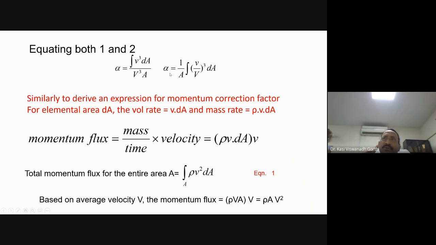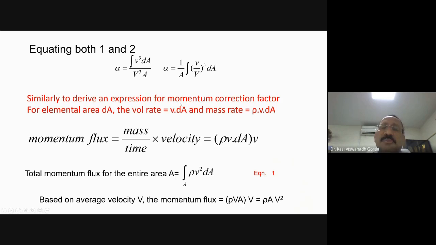The only thing is, in the case of pipe flow, you must have taken an elementary ring, because it's a cylindrical pipe flow. But in the case of open channel flow, you take a small strip of elementary area. That is the only difference, but the final expression is the same. Alpha is equal to 1 by A integral of (small v by capital V) whole cube into dA.